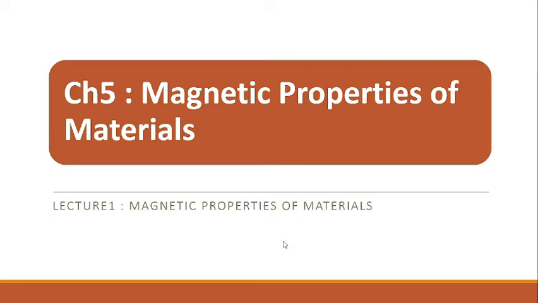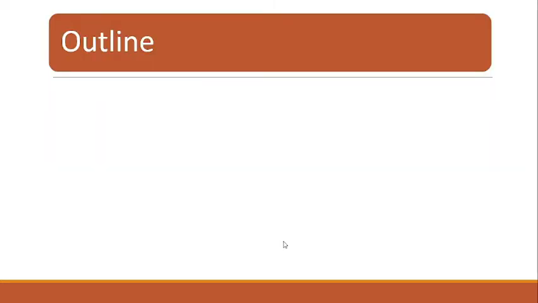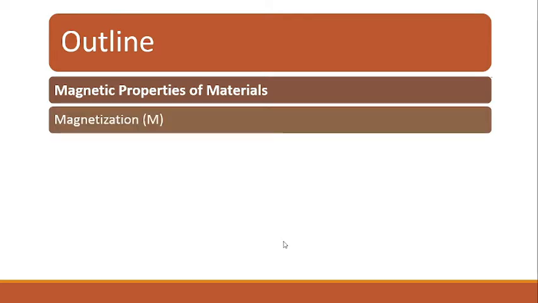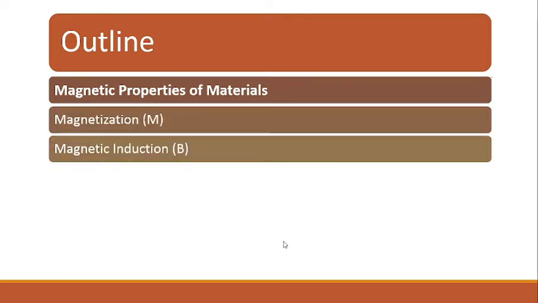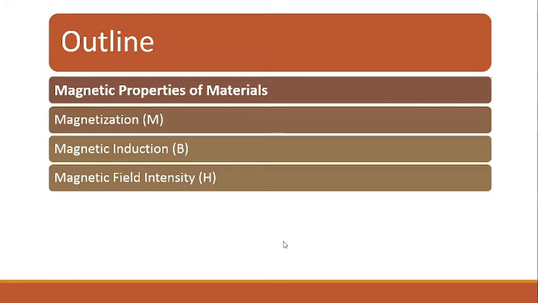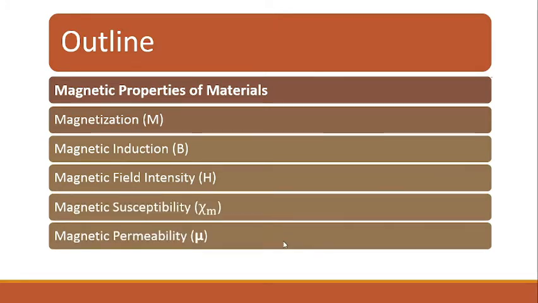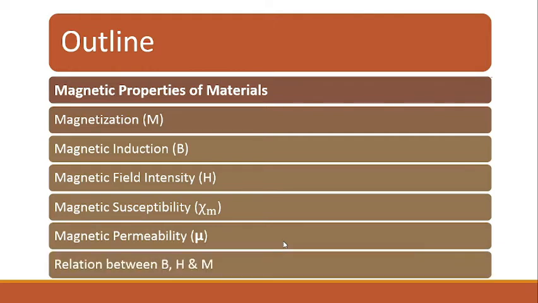We are studying our fifth chapter, Magnetic Properties of Materials. In this lecture, we will study the various magnetic properties of materials such as magnetization, magnetic induction, magnetic field intensity, magnetic susceptibility, and magnetic permeability. We will also study the relation between B, H, and M.